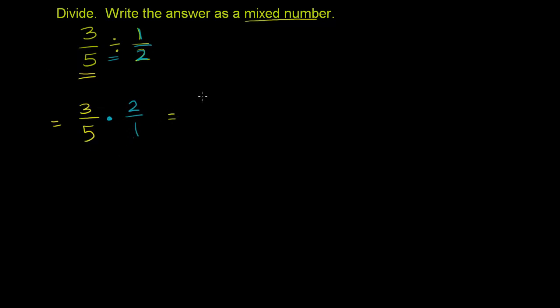3 times 2 is 6. So our new numerator is 6. 5 times 1 is 5. So 3/5 divided by 1/2 as an improper fraction is 6/5.